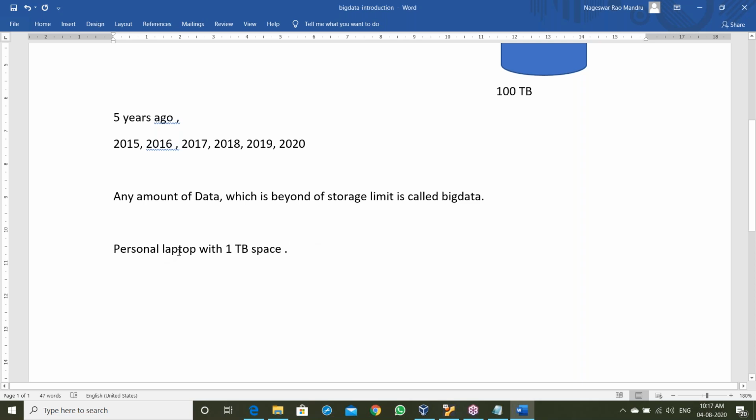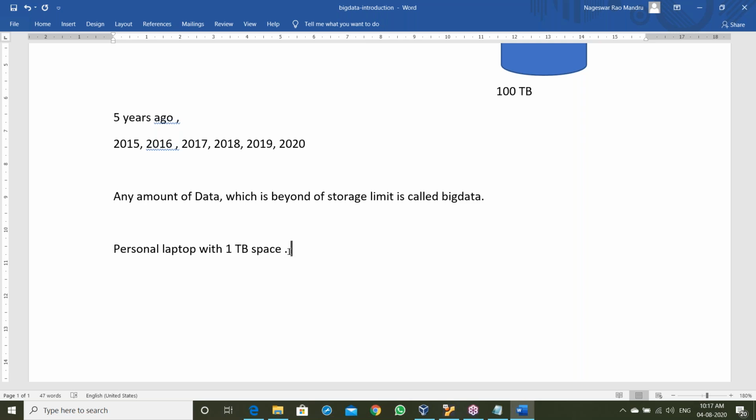Suppose a personal laptop with 1 TB of space, purchased in the last year. You keep storing things on it, maybe downloading software, movies, or videos and audios from family functions. Like this, we are continuously storing data.